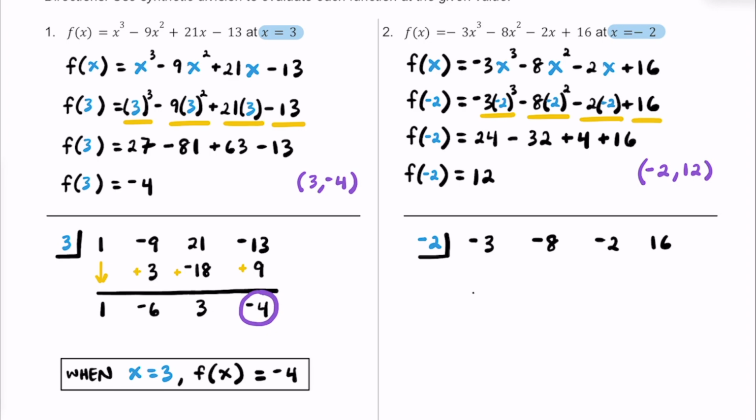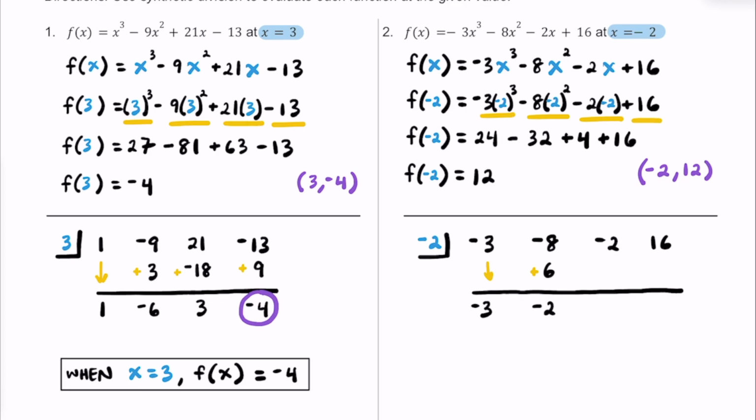Let's go ahead and leave some space and then just draw a line going across here. All right, first thing we're going to do is bring this negative 3 straight down. So we have this negative 3. Then we're going to take the negative 2 on the side and multiply it by negative 3. That's going to equal positive 6. We're going to put that underneath this negative 8. Let's go ahead and add this column. So negative 8 plus 6 is going to be negative 2.